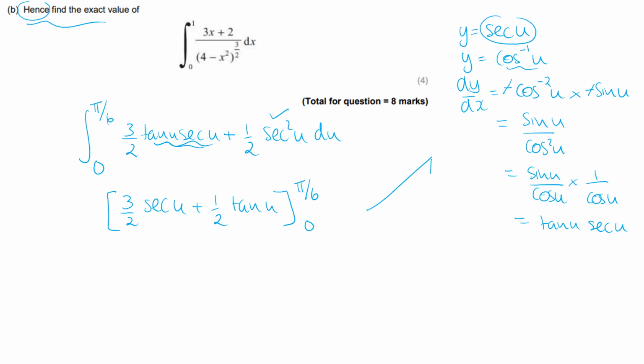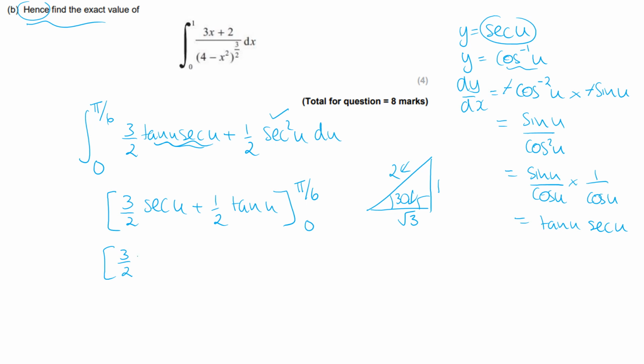Now let's do our special triangle. When we've got 30 degrees, sine 30 is a half, so the other side by Pythagoras is going to be root 3. We're trying to put 30 in, which is pi by 6, so this is going to be 3 over 2 of sec, which is 1 over cos of 30. Cos 30 is adjacent over hypotenuse, so that's root 3 over 2.